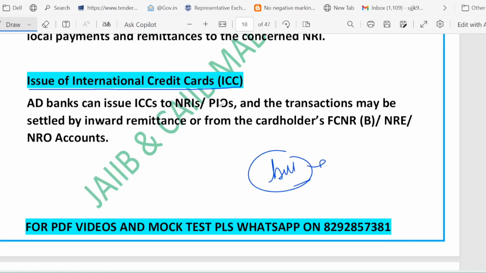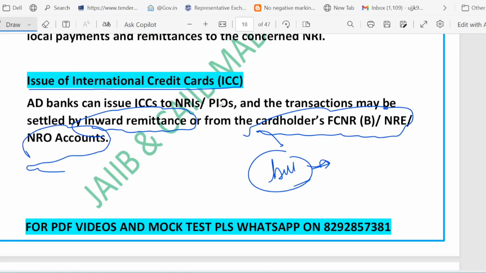So when you use that ICC, the bank settles the bill in one of the two ways. What are the two ways? Either it can be settled by inward remittance. Inward remittance means money sent from your foreign bank to India specifically to pay the card bill, like you or someone abroad wires money to the Indian bank to clear the credit card charge. And the second way is from your NRI account, the cardholder's FCNR, NRE or NRO account. So the bank simply debits one of your existing NRI accounts to pay the card bill. These are the two ways to settle the card bill.